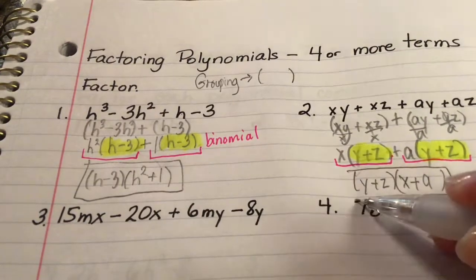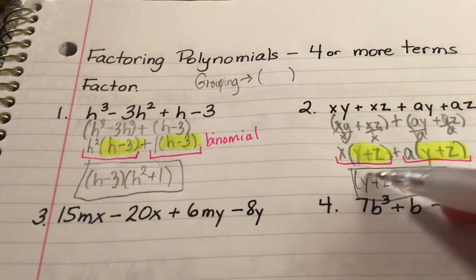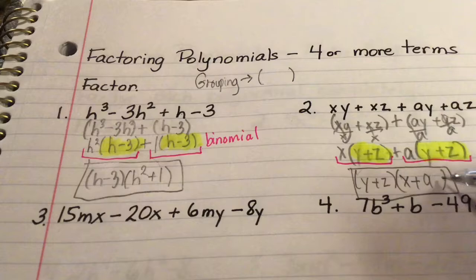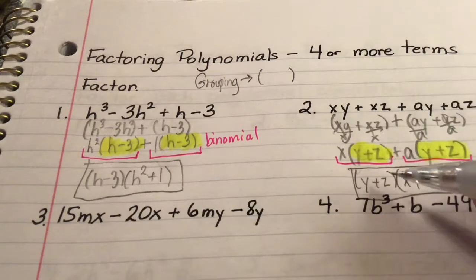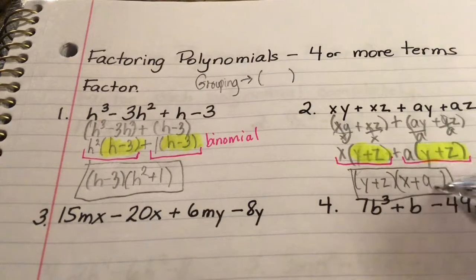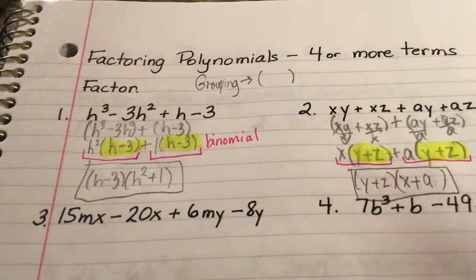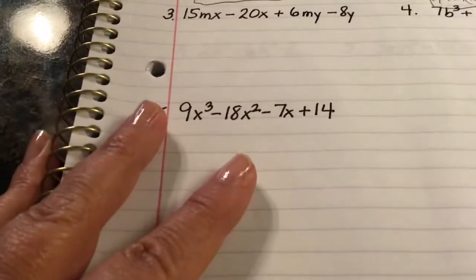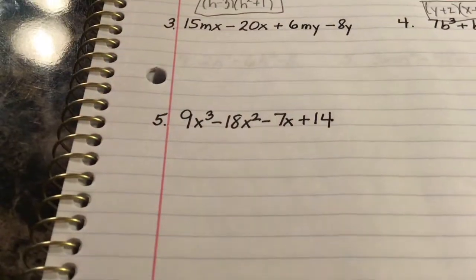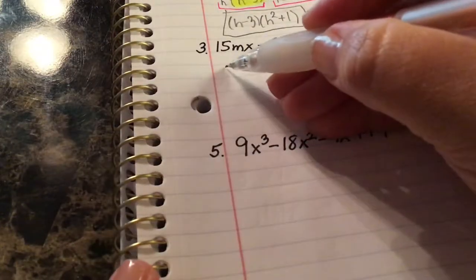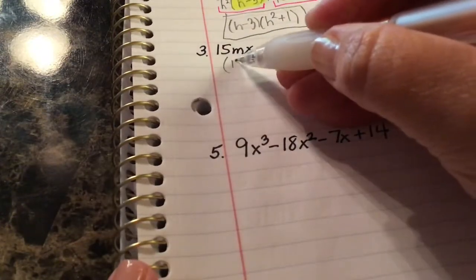Now let's multiply to prove it is. Y times x is xy. Y times a is ay. Z times x is xz, and z times a is az. So that is exactly correct. Now I want to look at the next one, number 3. I'm going to group the first two together.